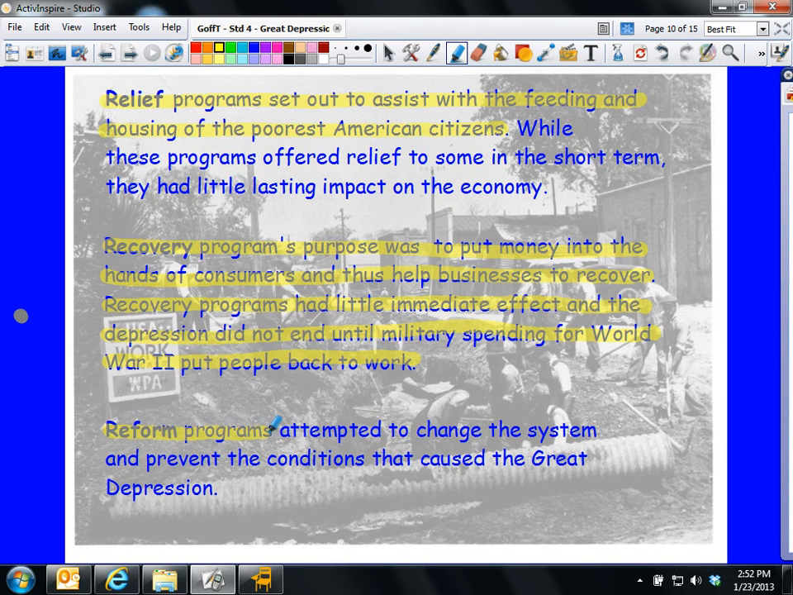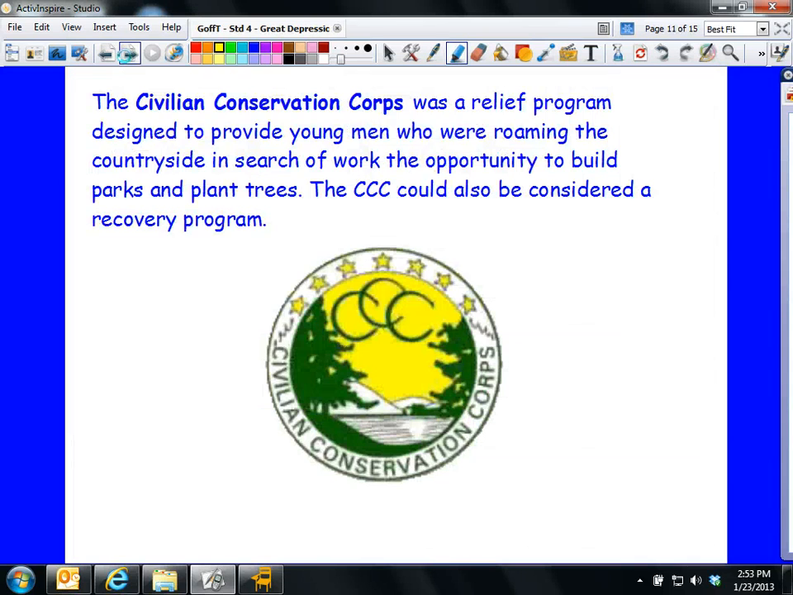So reform, remember, if we talk about things from earlier this year, I'm going to use an example such as the Pure Food and Drug Act, where they tried to put safe procedures in for the handling of food and medicines. That was to cause a change so that food would be handled properly, and the things that happened, for example, in the meat packing plants wouldn't happen again. So reform programs think about change. So let's look at some examples of what these were.